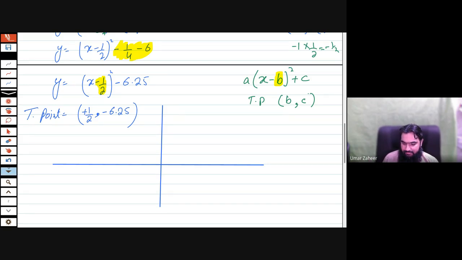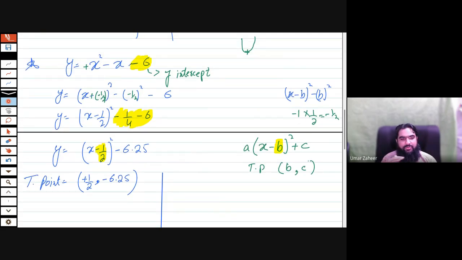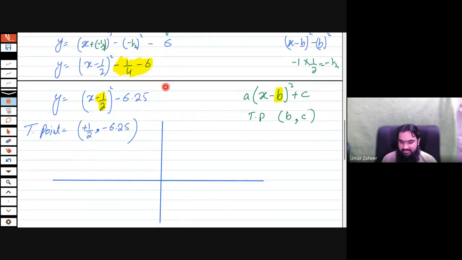Yes, everyone, any question up to here? For finding the turning points, you don't have to do anything. You just have to do the completing square that you know how to do. Do the completing square. Then this value, take the opposite sign, that is your x value, and this is your y value of the coordinate.